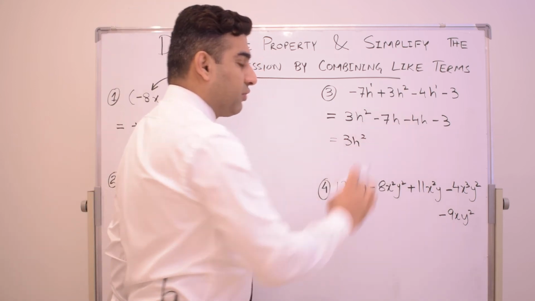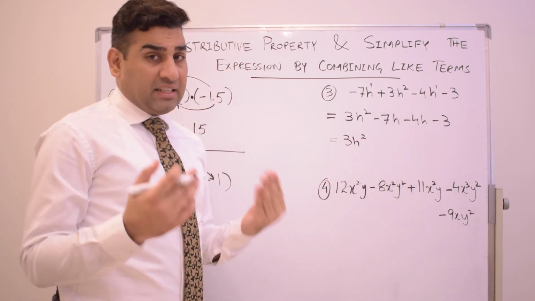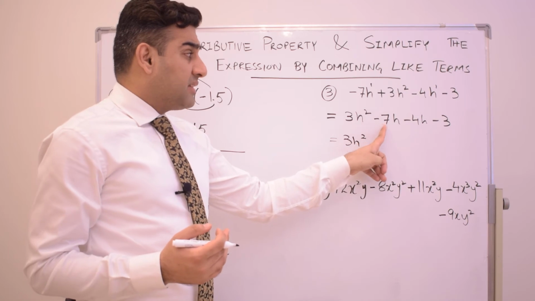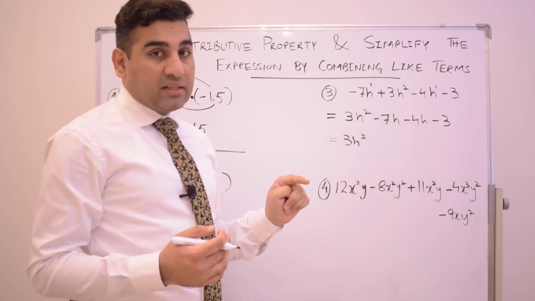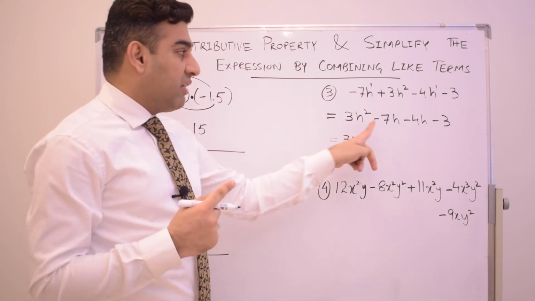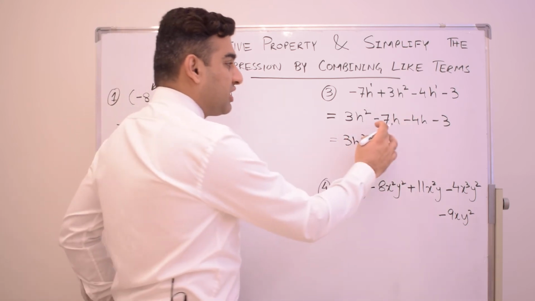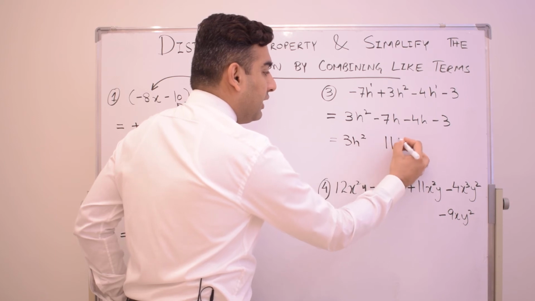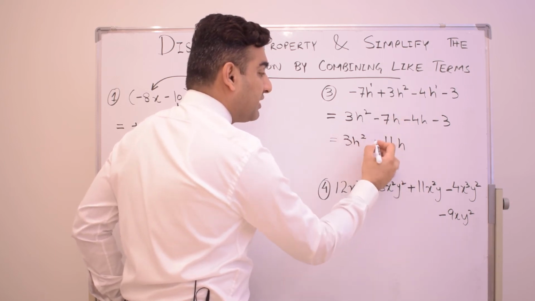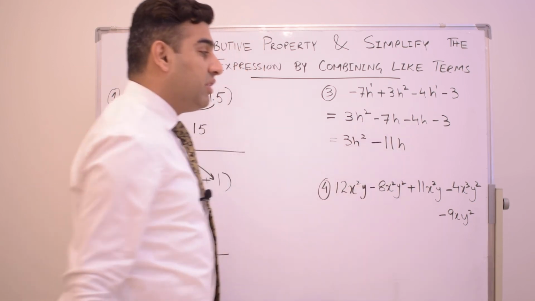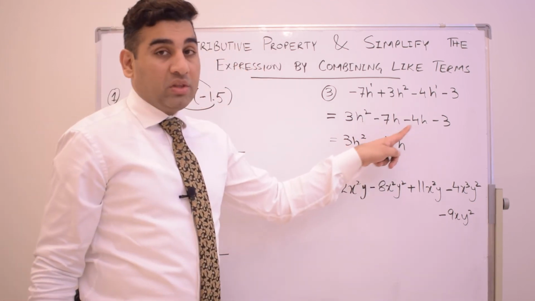Minus 7, minus 4. Guys, as I told you, if the signs are the same, we will add. And what sign will come with the answer? The sign which is present with the numbers. So 7 plus 4 is 11. H will stay as it is, and minus, because both have the minus sign, so the answer will be with the minus sign. Nothing happened with the variable.